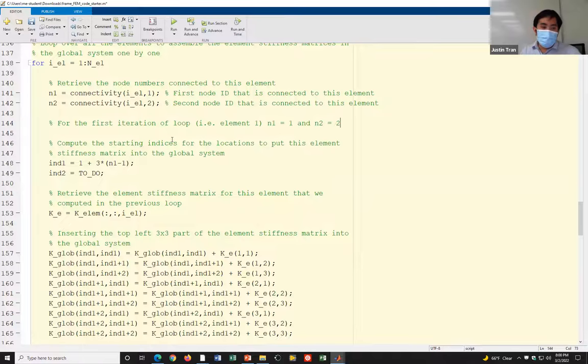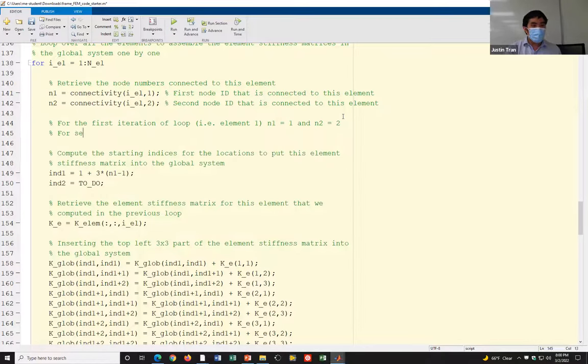Right, because element 1 is connected to nodes 1 and 2. If we do the same and continue on for the second iteration of the loop, element two. Element two is connected to nodes 2 and 3. And so here N1 is going to equal 2 and N2 is going to equal 3.